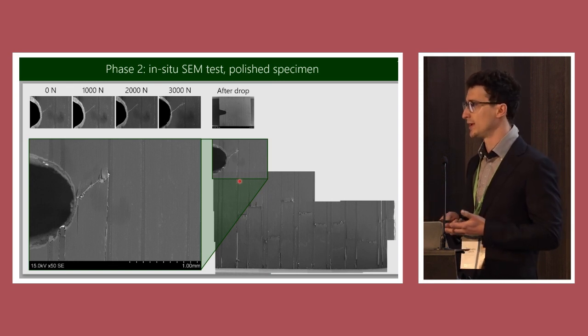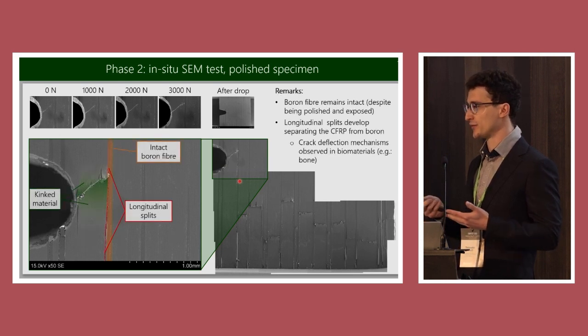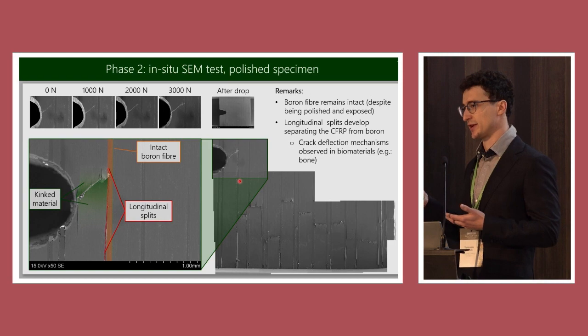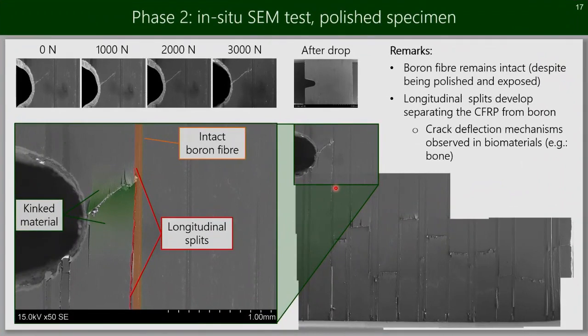So we looked closer at the damage, and what we saw is that you have this kinking material, then the intact boron fiber, and separating them, there is a longitudinal split. So it seems that there is a crack deflection mechanism going on here, and this is actually similar to what is observed in many biological materials, such as bone, where the role played here by the boron fiber is played by osteons, which are cylindrical, stiff structures similar to the boron fiber, actually.